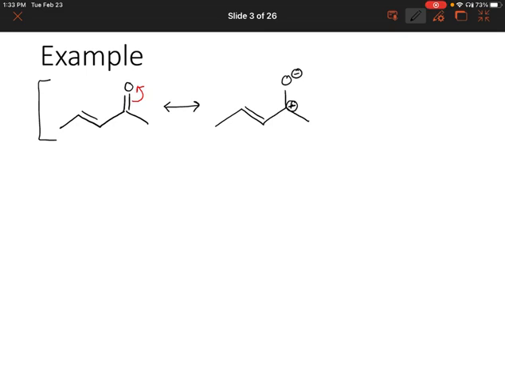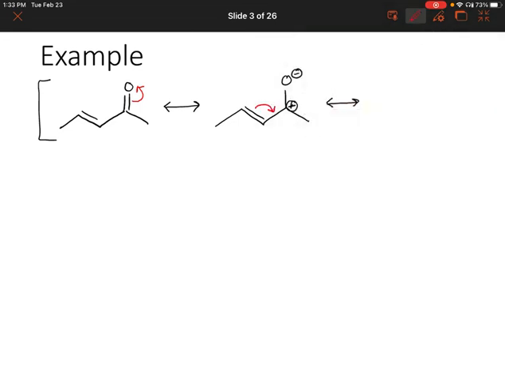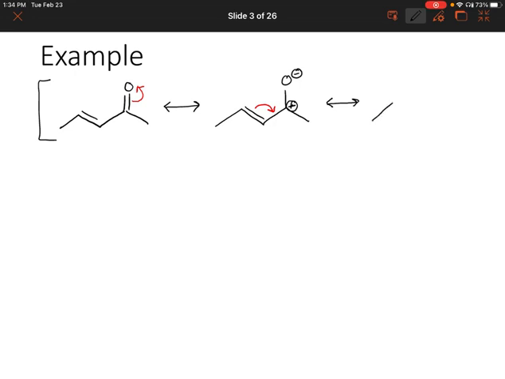So what could we move next? The other pi bond, and we could move it over so that the positive charge will be shared between the two carbons. Okay, so now our double bond has moved. And the positive charge is on that first carbon over there. Okay, so these are our three resonance structures.